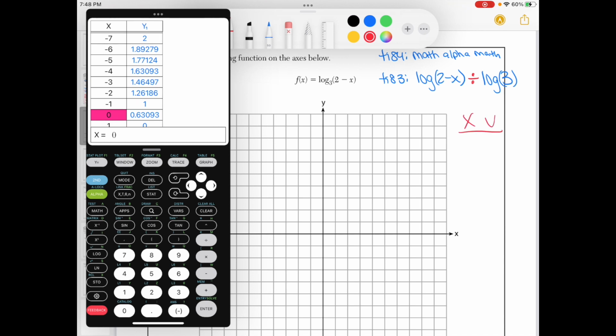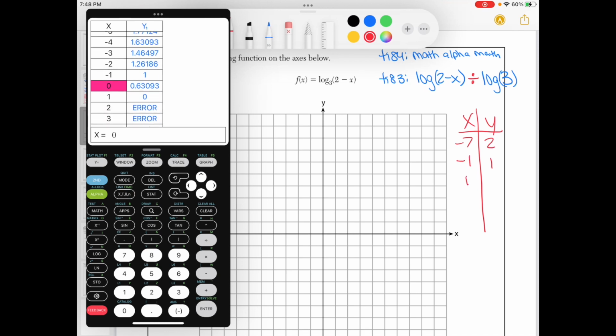So the first nice point is going to be (-7, 2). The next one is (-1, 1). And then after that is (1, 0). So you can plot a couple extra points just as reference points.